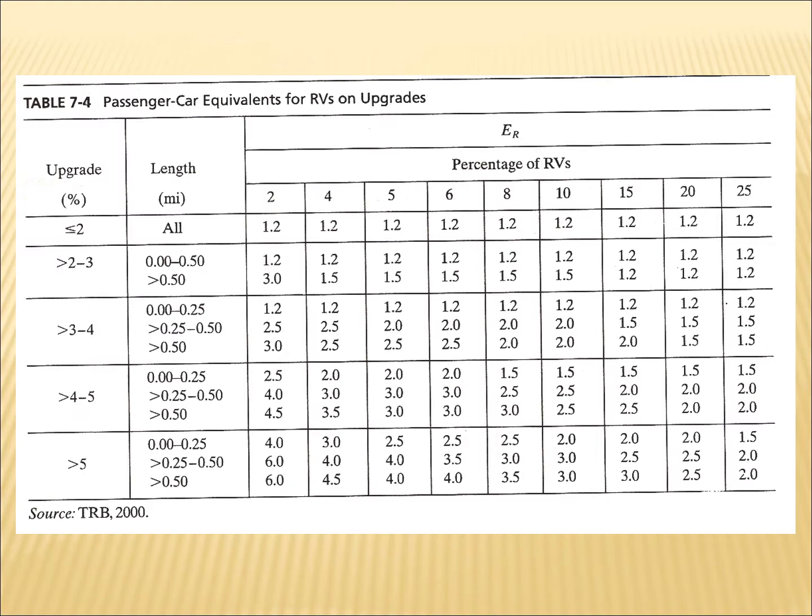Well, if you just look at this table, table 7-4, passenger car equivalents for recreational vehicles on upgrades. This column is for upgrade in percentages, length of the section, and here percentage of RVs, and here you have the value. So in this way we can get the value of E sub r.